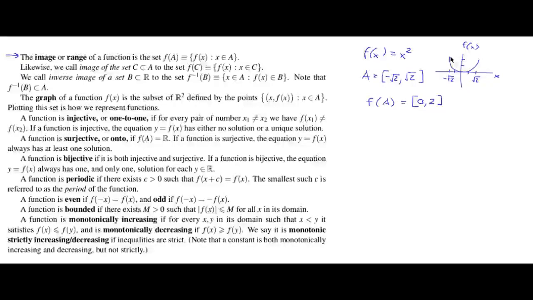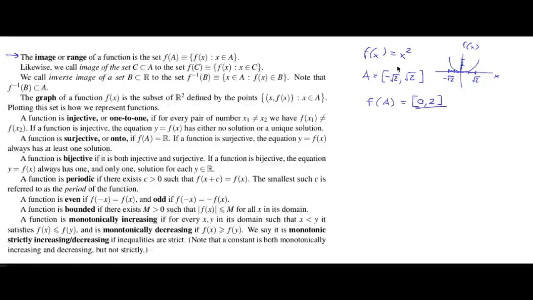Okay, so this is the set. Taking this set A as domain, the image goes from 2 to 0, and then from 0 to 2. So if you focus on this set in the vertical line, this is from 0 to 2, so this closed interval 0 to 2. I hope this is clear. And likewise, we call the image of this set C, a subset of A, the image of C, so the f of C is the set of all mapped values given that x is a member of C.